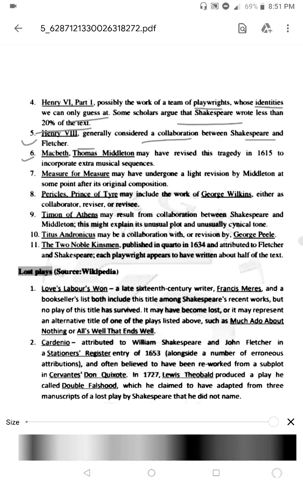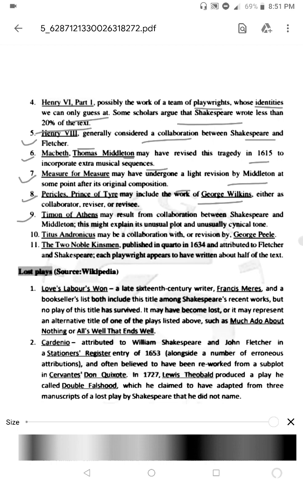Macbeth, Thomas Middleton may have revised this tragedy in 1615 to incorporate extra musical sequences. In Macbeth, there are some musical sequences which are supposed to be written by Thomas Middleton. Now, Measure for Measure may have undergone a little revision by Middleton at some point after its original composition. Pericles, Prince of Tyre, may include the work of George Wilkins either as collaborator, reviser, or reviser.